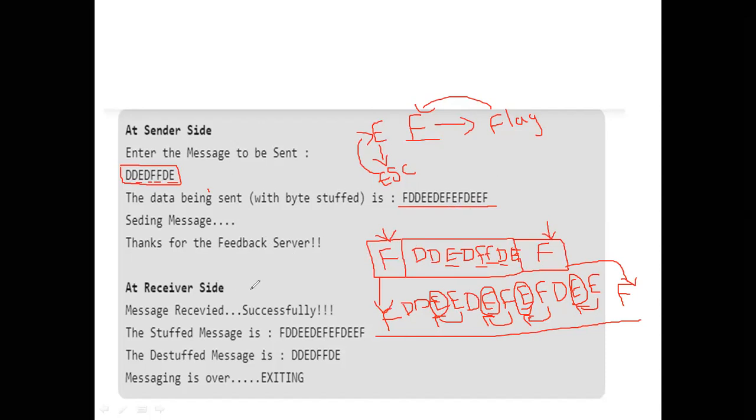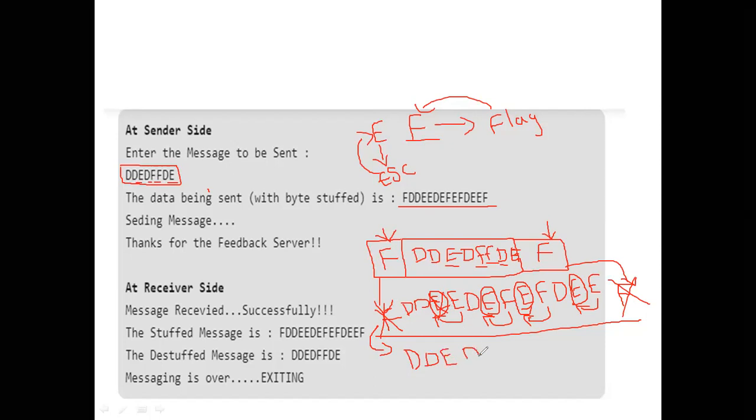At the receiver side, this data is transmitted to the receiver. So what can the receiver do? The receiver can immediately take out the first and last flags. And if any consecutive escapes are there, see, D is there and two E's are there. E means escape. So two escape characters are there. One they can remove. That means the first escape character can be removed and only one is kept in the data.